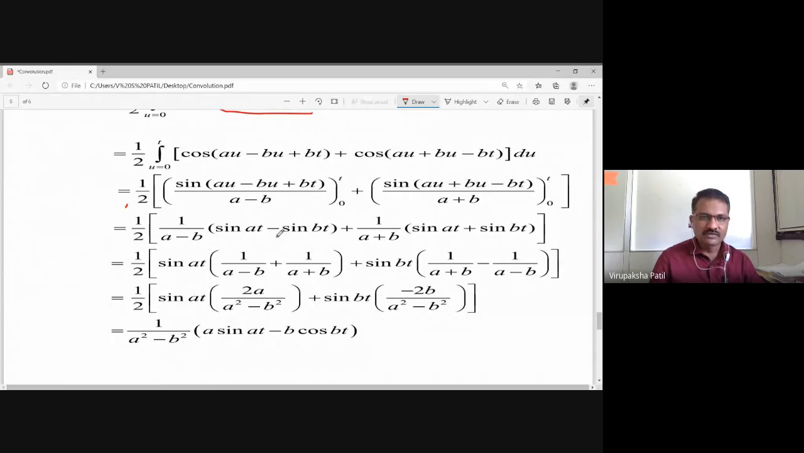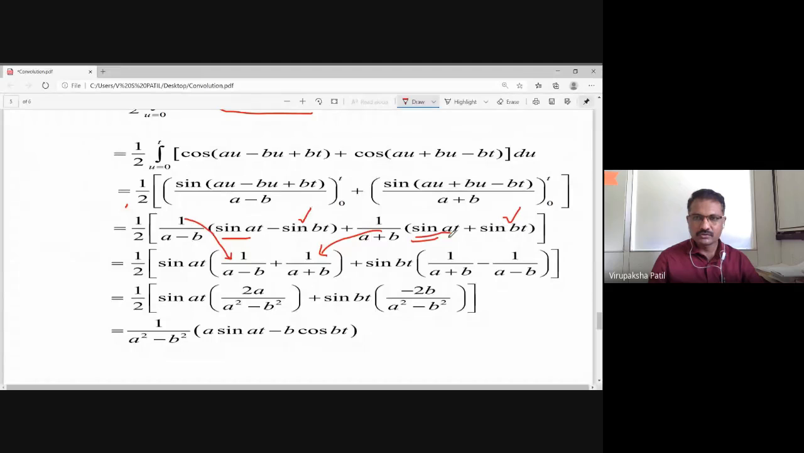This is because, see, here also sin at is present. Here also sin at is present. From these two terms, I will take sin at common and you are left with 1 divided by a minus b from this, 1 divided by a plus b from this. Next, see, observe, here also sin bt is present, here also sin bt is present.